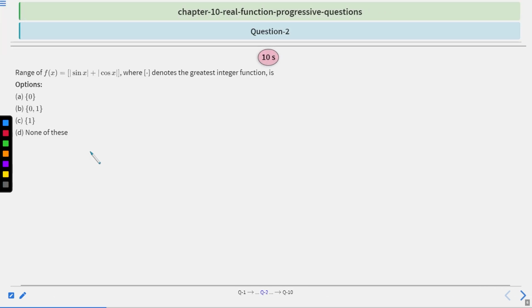Okay, let's move to the next question. Question number 2, which says the range of f(x) equal to the greatest integer function of (mod sin x plus mod cos x), where this bracket denotes the greatest integer function, right? So again you have 10 seconds to solve this question. After 10 seconds, we will discuss the solution.